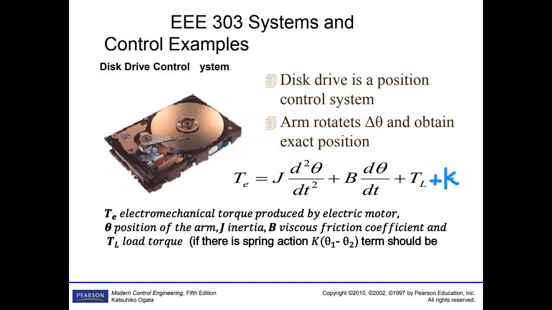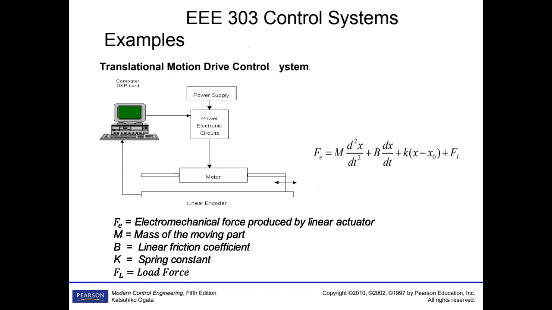That one is a translational system. In that case, the mass is the energy storing element. Although it is difficult to accelerate the system, it is also difficult to decelerate the system as well. B is the friction again, a loss, and K, for example if you use a rubber material, also stores energy, and also F load. If there is a load, you have to satisfy it with your electric machine.